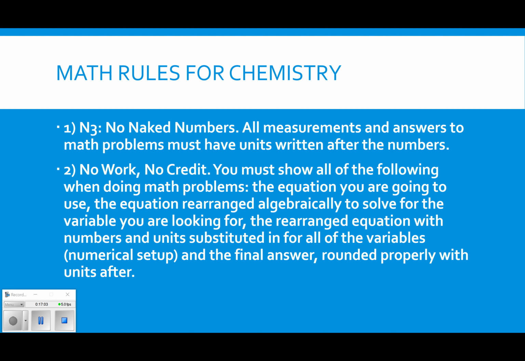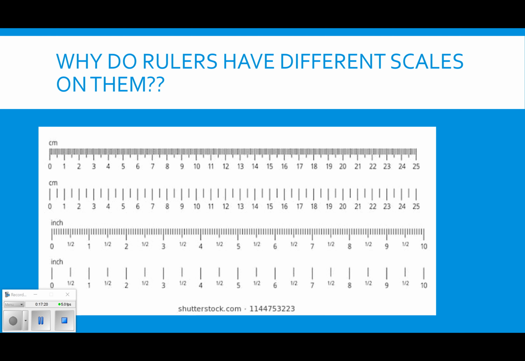Then plug your numbers into your equation, substituting units for all of your variables. So this is basically your numerical setup. And the final answer, I'd like you to box in and round appropriately to significant figures, which we're going to get through shortly. Now, why would a ruler have different scales on them, or in general, different measuring devices?